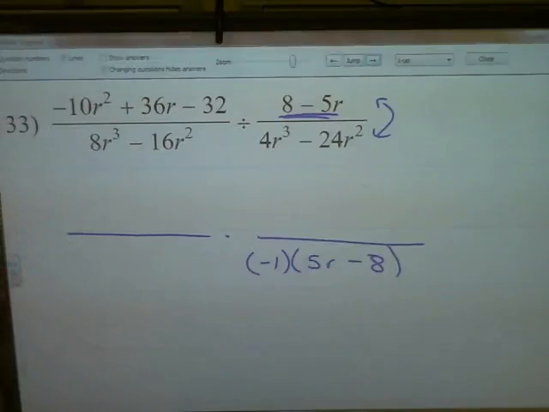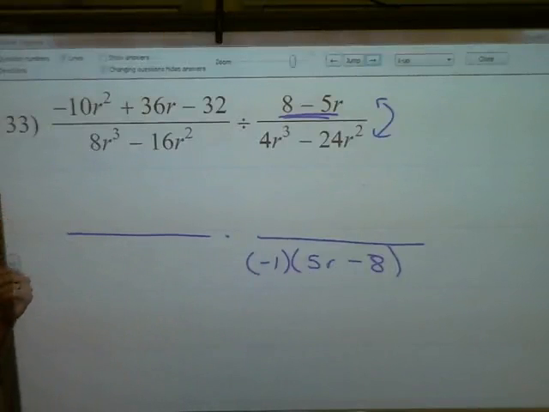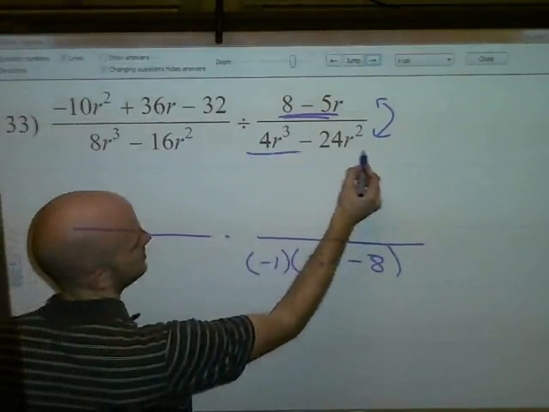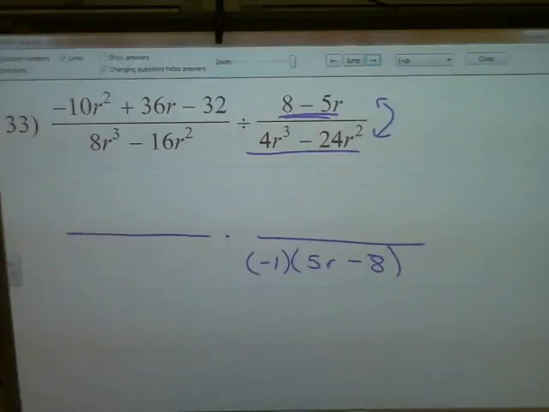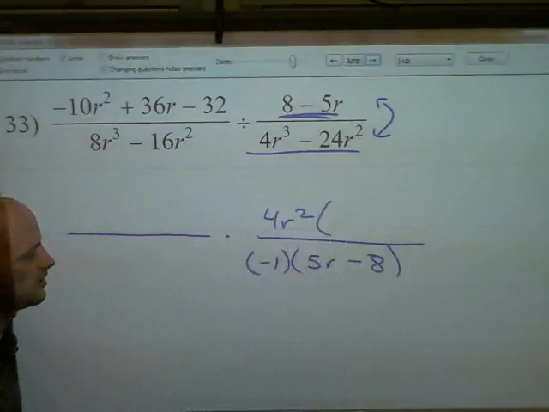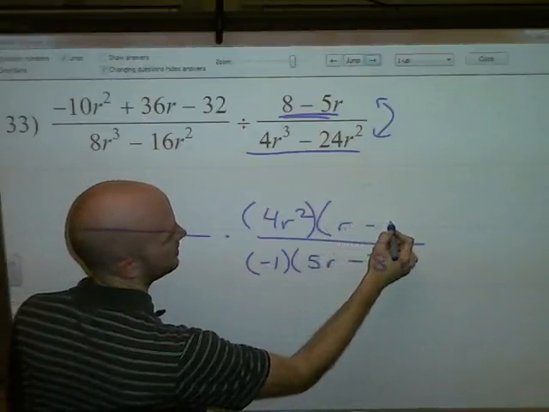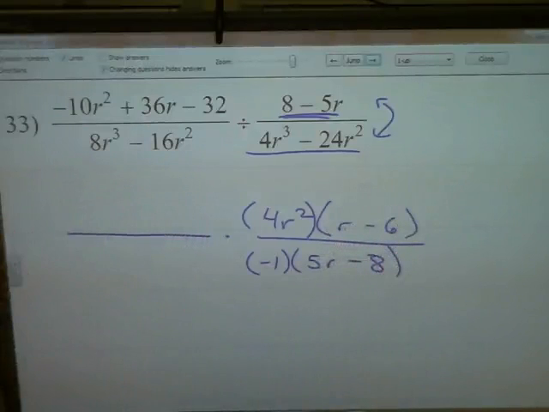I like to switch the order around so that the r's are leading, and it just makes it easier a little bit later. The second set of parentheses, that's the stuff that's on the bottom right here, I'd be able to pull out a 4r squared. And that's going to become the top of my new fraction, 4r squared, and that'll leave me with an r minus 6. Now nothing cancels yet.